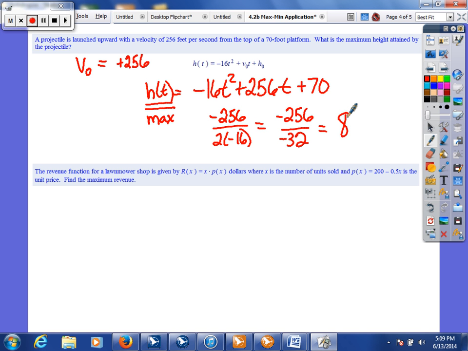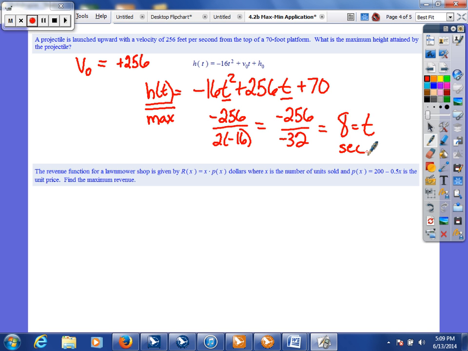What is the maximum height obtained by the projectile? Well, this is your time, is what we're looking for. That's what we just found was t. Remember x, we used x before, but this is t. So in 8 seconds, we have reached our maximum height.